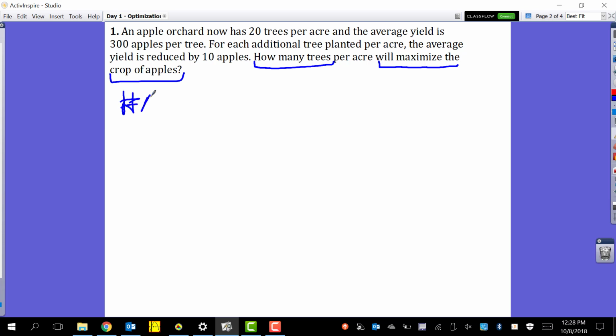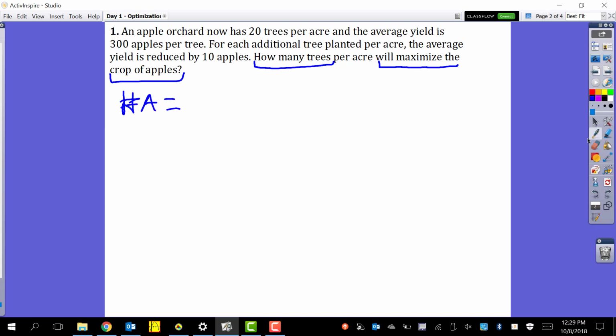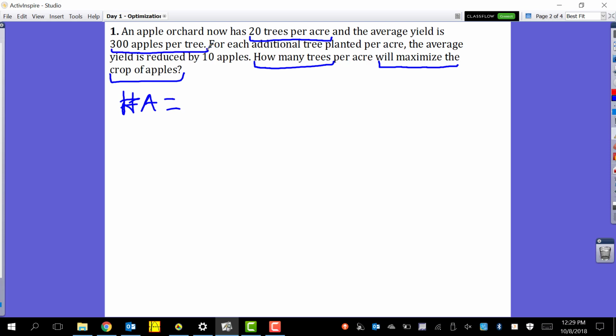So we're maximizing the crop of apples, which means we need an equation for the number of apples. So let's say number of apples equals, so we look up here, we're looking at 20 trees per acre and 300 apples per tree. If we were thinking about how many total apples we would get from that setup, you'd have to do the number of trees times the yield. Okay? But that's not the situation we're looking at. We're starting with 20 trees and we're adding some number of trees to this field, this plot of land. On top of that, for every tree we're adding, the yield is reduced.